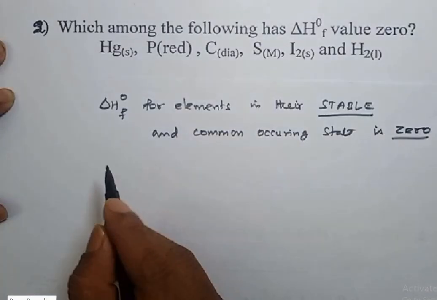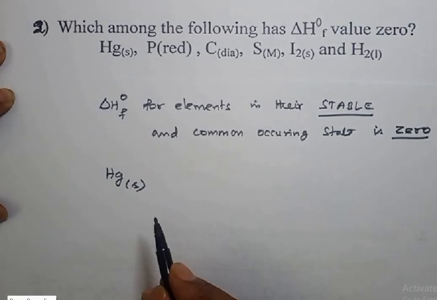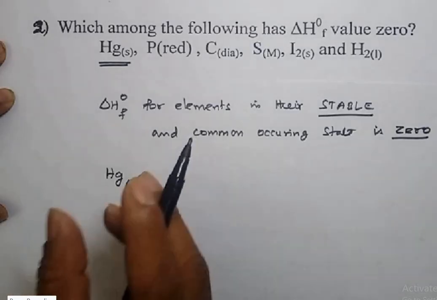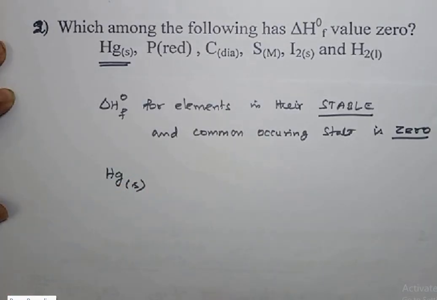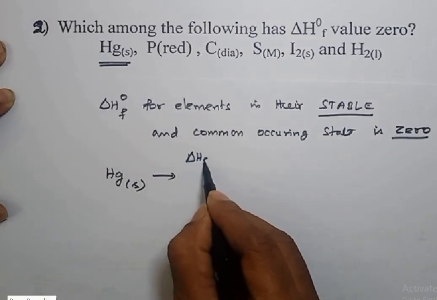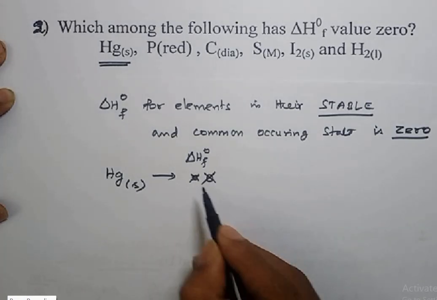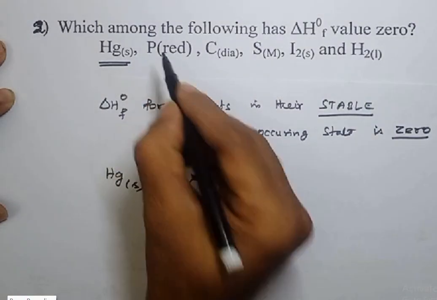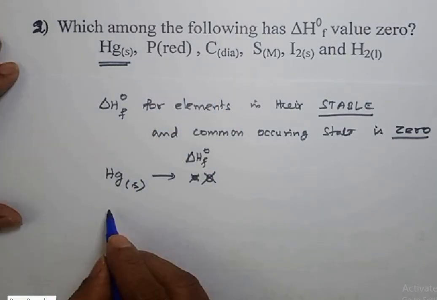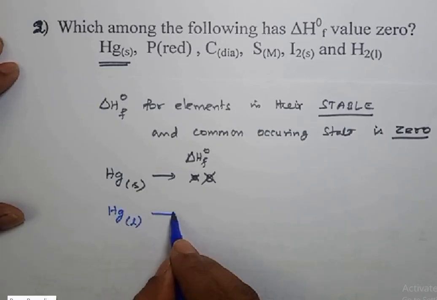Now what are the species given? Mercury, but it is given as solid. We all know mercury exists commonly in the liquid form. Therefore, for mercury solid, the standard enthalpy of formation is not 0. It is not equal to 0. Whereas if you take liquid mercury, which is the common occurring form of mercury, for liquid mercury, yes, it is 0.